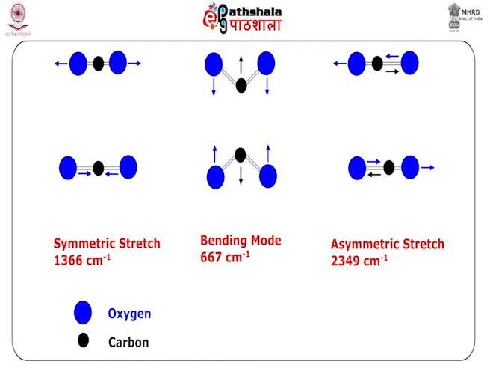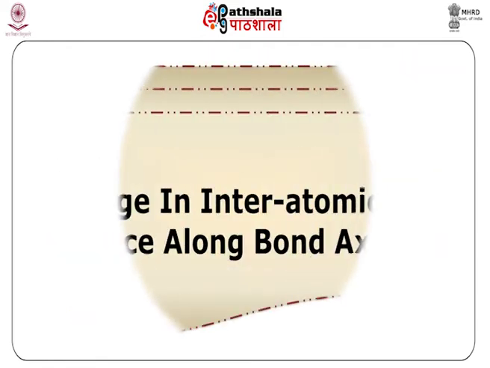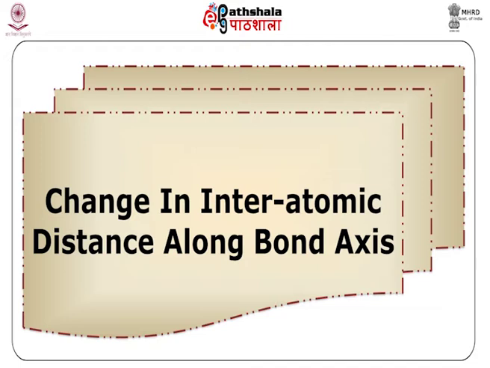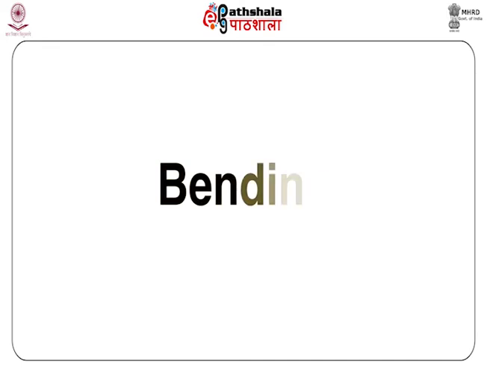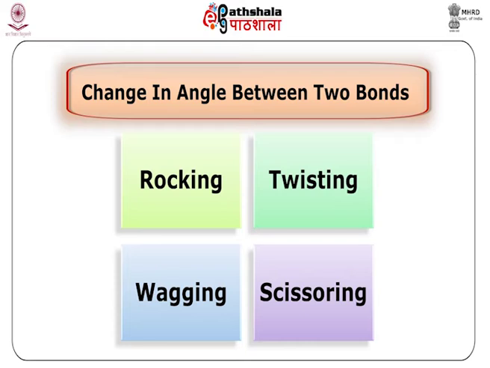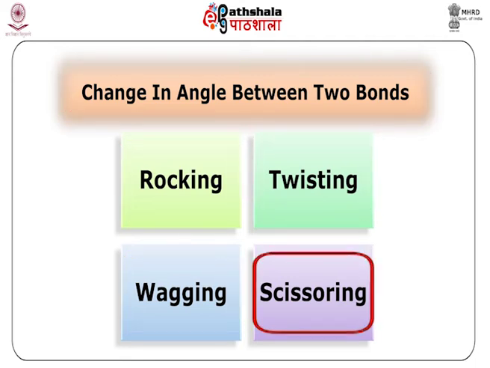Molecular vibrations come under two different classes: stretching and bending. First is stretching, a change in interatomic distance along the bond axis. It is of two types: symmetrical and asymmetrical. Next, we move on to bending. Bending is a change in angle between two bonds. Four kinds of bending are present: rocking, twisting, wagging, and scissoring.